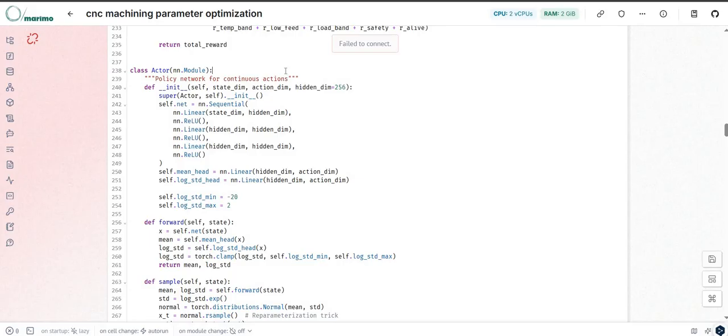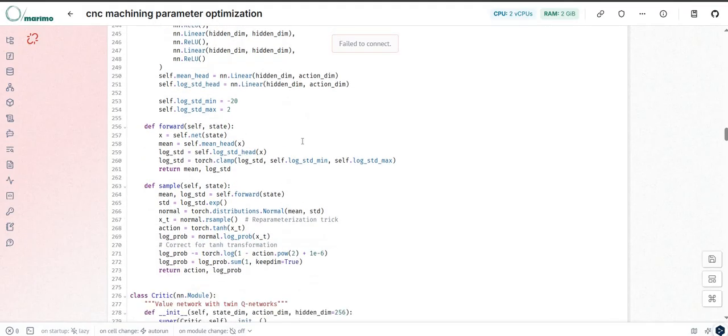Anyway, let's turn to the policy and value networks, starting with the Actor class. This is a neural network that outputs actions. It takes the current state as input and passes it through 3 hidden layers of size 256, each with ReLU activation. Then it splits into 2 heads, one for the mean of the action distribution and one for the log standard deviation. The log standard deviation is clipped between minus 20 and plus 2 to keep it in a stable range. And the forward function returns these 2 outputs.